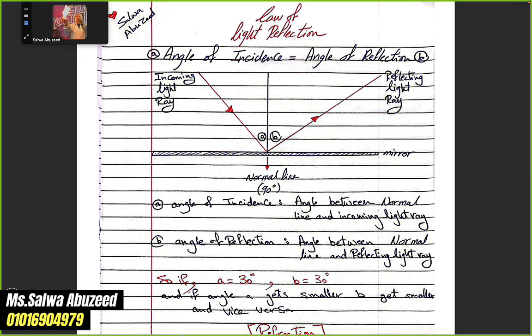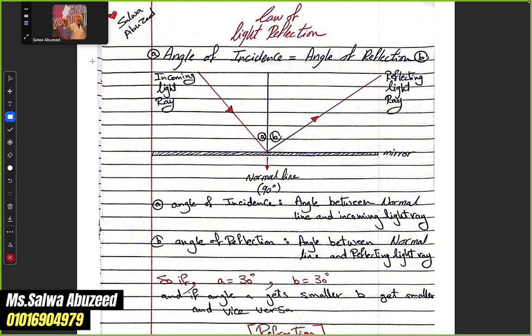Now, talking about the law of light reflection. When I look at myself in the mirror, I see myself the same size. If I'm 1 meter in front of the mirror, I will appear 1 meter behind it. How is this happening? Because there's something called the law of reflection, which means the angle of incidence is equal to the angle of reflection. What does that mean? You don't understand, right? So let's draw it again and see what that means.